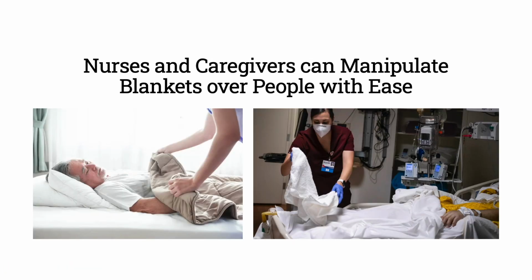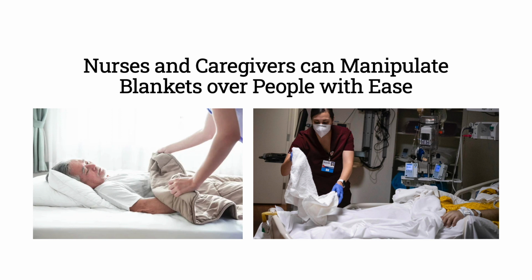When providing assistance to individuals while they're lying in bed, nurses and human caregivers frequently and easily manipulate blankets and sheets over the body. Clearly, for robotic caregivers to be effective in such scenarios, they too must be capable of dealing with the obstacle that blankets covering the body present.